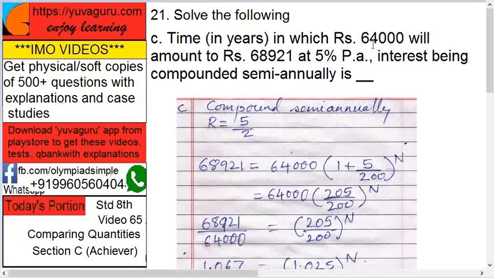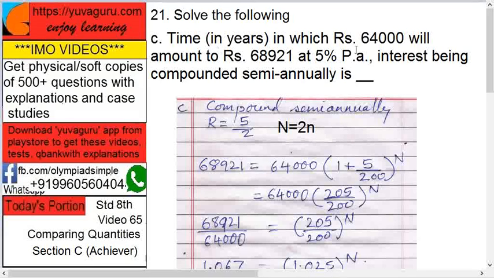Then P is what? 64,000 is the principal, and A is also given, 68,921. Both things are given. R means 5. But it is semi-annually. Semi-annually means what? R divided by 2 and N multiplied by 2, right?